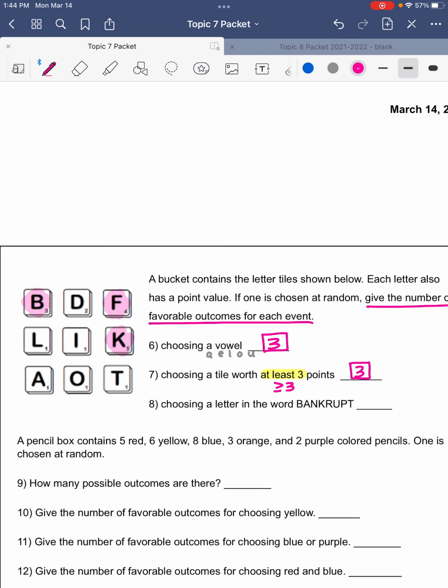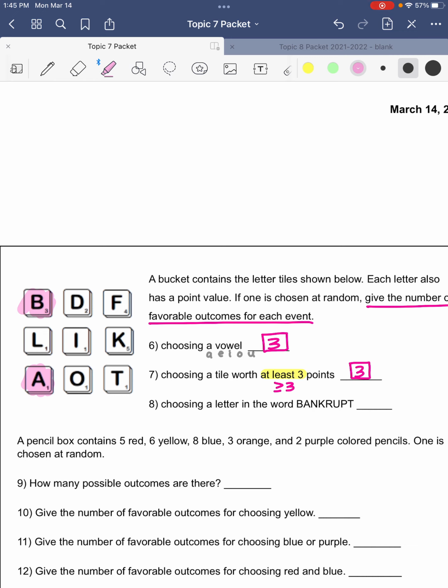Okay. Last one, choosing a tile or choosing a letter in the word bankrupt. And I just couldn't think of a nicer word than that. So that's the word we ended up with, but bankrupt. So are there any B's? Yep, there's a B right there. What about A's? Yep, I've got an A.